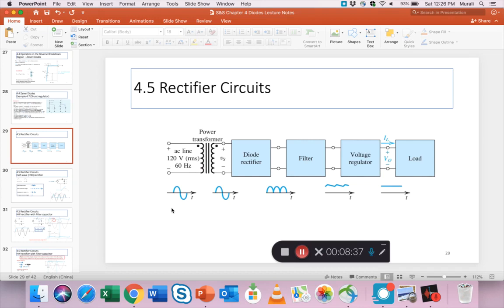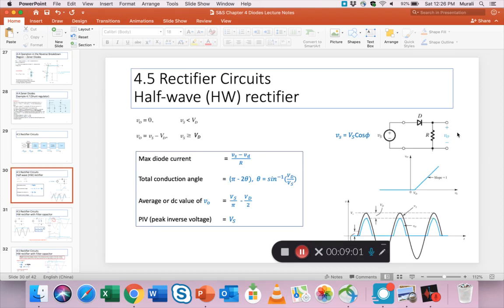Filters also, you know that an RC circuit can be a good filter, or an RL circuit can be a good filter. So the section that we are most concerned with in the next 20 minutes is going to be diode rectifiers. Okay, so let's move on with that introduction from slide 29 to slide 30.